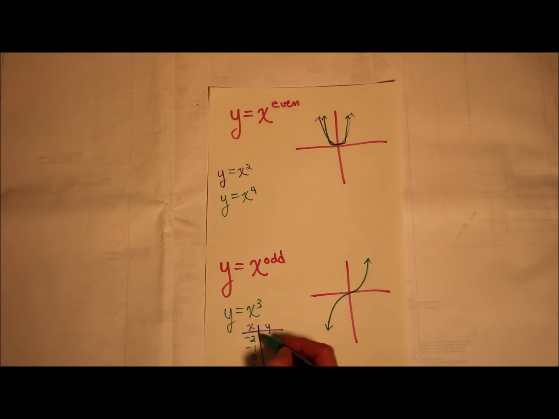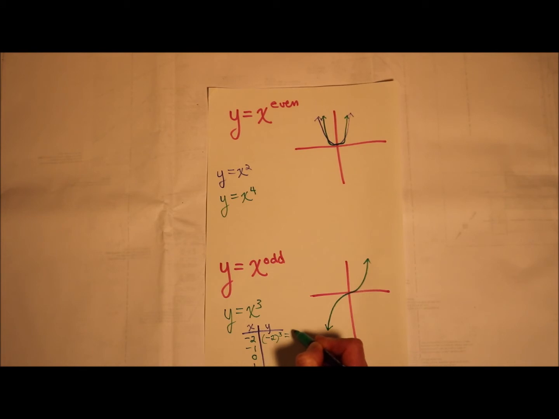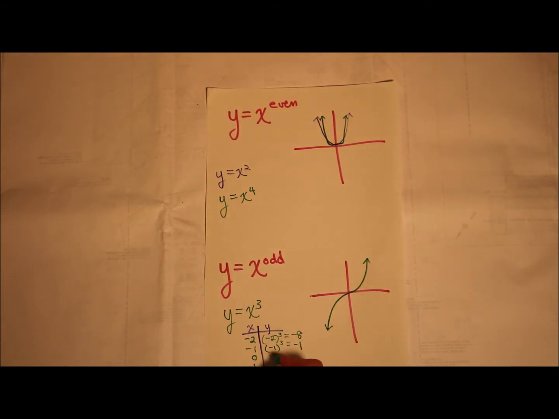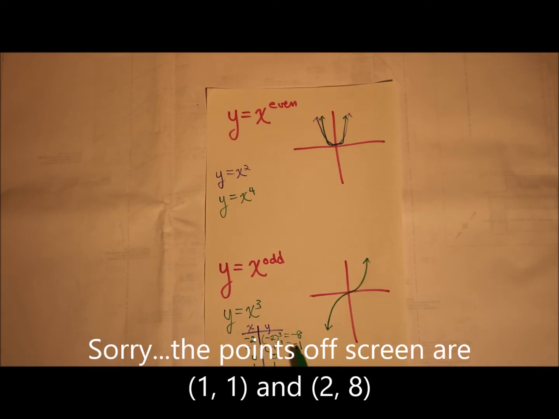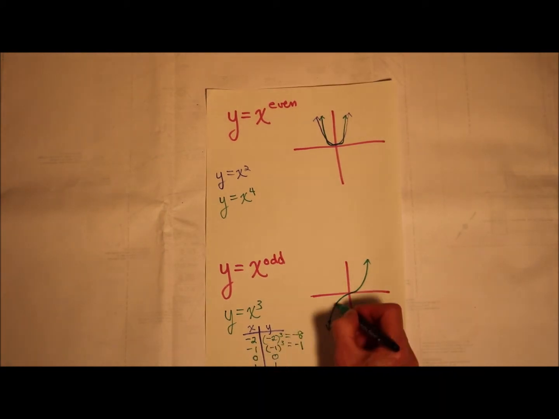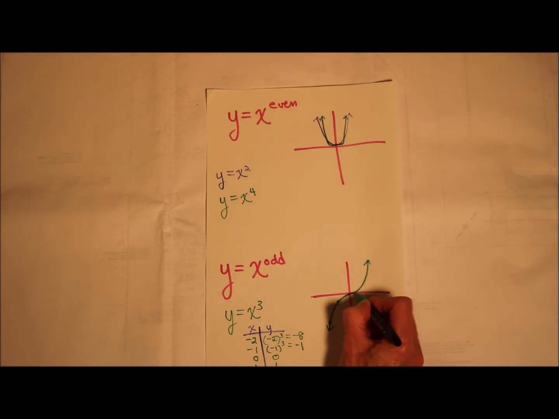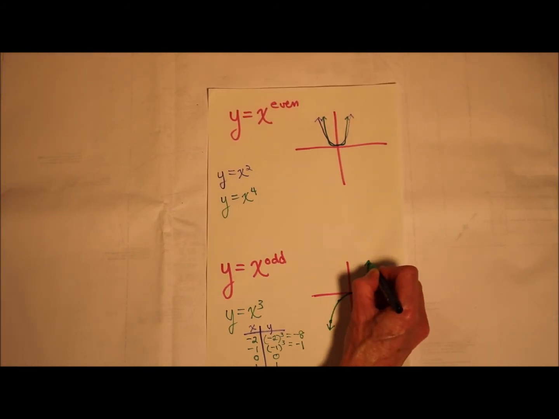So negative 2 cubed is negative 2 times negative 2 times negative 2, which is negative 8. Negative 1 cubed is negative 1. 0 cubed is 0. 1 times 1 times 1 is 1. 2 times 2 times 2 is 8. And I just quickly got 5 points. Negative 2, negative 8. Negative 1, negative 1. 0, 0. 1, 1. 2, 8.